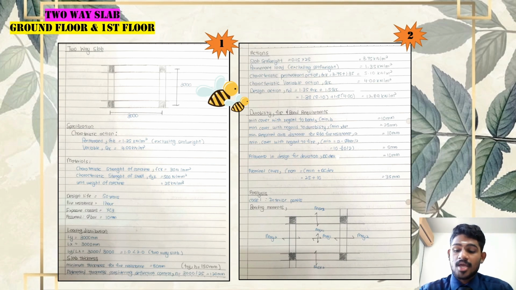And the next is the characteristic variable action, which is Qk, equal to 4.0 kilonewton per meter squared, and the design action, which is identified as nd, is equal to 1.35 Gk plus 1.5 Qk. So in place of Gk and Qk, you should replace the values that you got in the actions. So 1.35 times 5.10 plus 1.5 times 4. So the total design action that you get is 12.89.